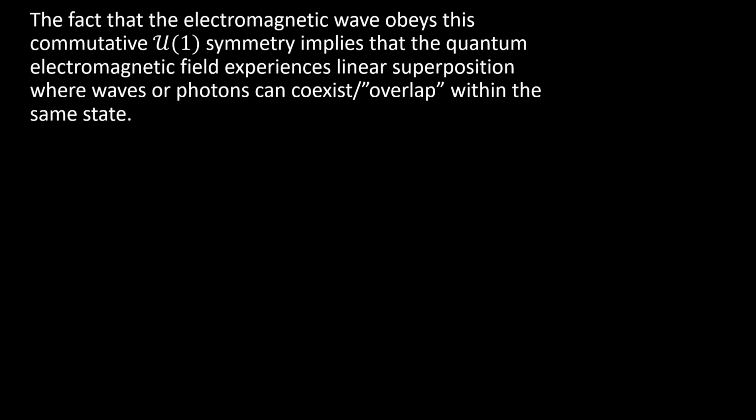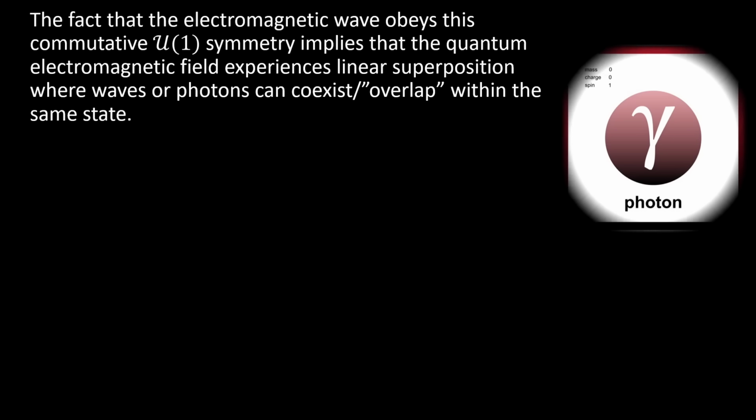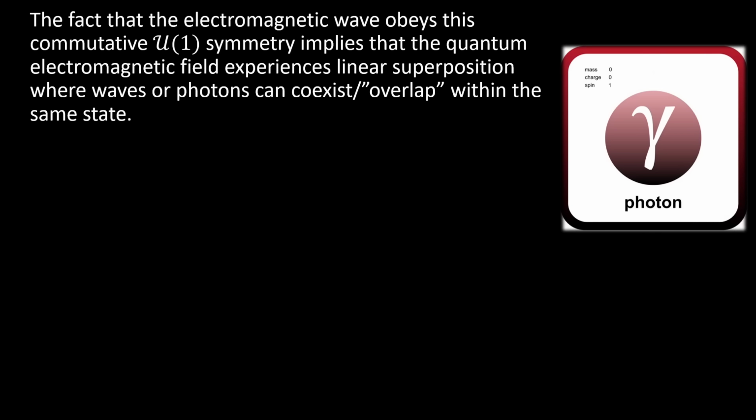The fact that the electromagnetic wave obeys this commutative U(1) symmetry implies that the quantum electromagnetic field experiences linear superposition, where waves or photons can coexist or, quote-unquote, overlap within the same state. Zero mass, zero charge, spin 1. It is the only particle that's exactly like this, that is also a vector boson.